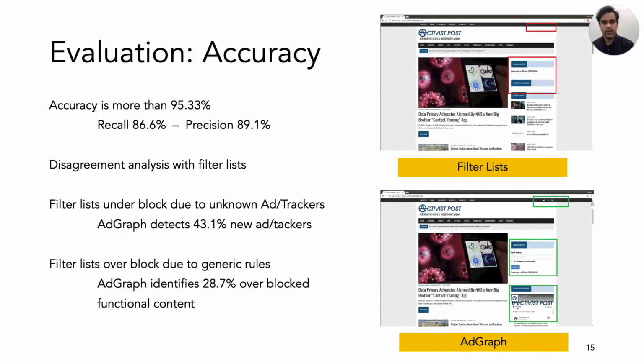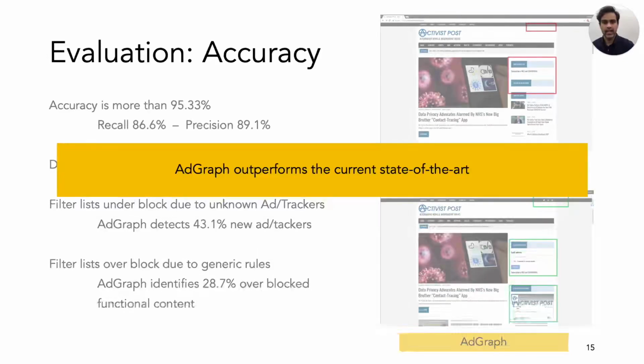We also find that filter lists overblock content as well. This happens due to the presence of overly broad rules. For example, filter lists may block all URLs that have an ad keyword in them. It can be seen on the web page on the right side that the filter list blocks functional content such as the subscription input field, whereas AdGraph only blocks the ads on that page and lets the functional content through. Overall, we find that AdGraph is right 28% of the time in correctly identifying functional content. We find that AdGraph not only has high accuracy, it often corrects mistakes in the filter lists.